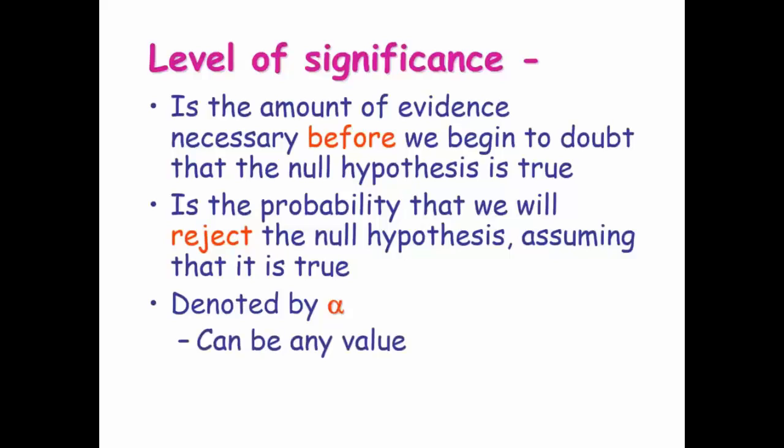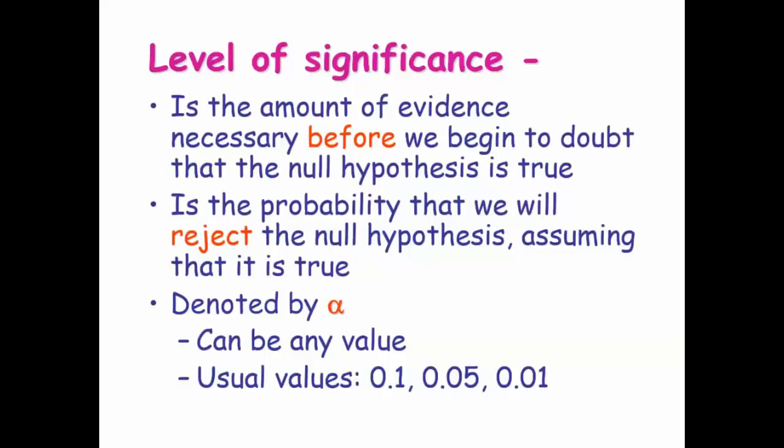In reality, alpha can actually be anything. The 3 most common values are 10% or 0.1, 5% or 0.05, or 1% or 0.01. And the most common is 0.05. So if the problem doesn't state an alpha level, then we just go with 0.05. But it is okay to pick other values.